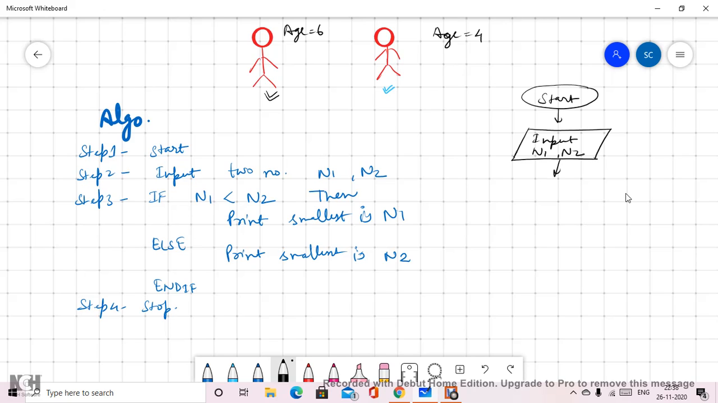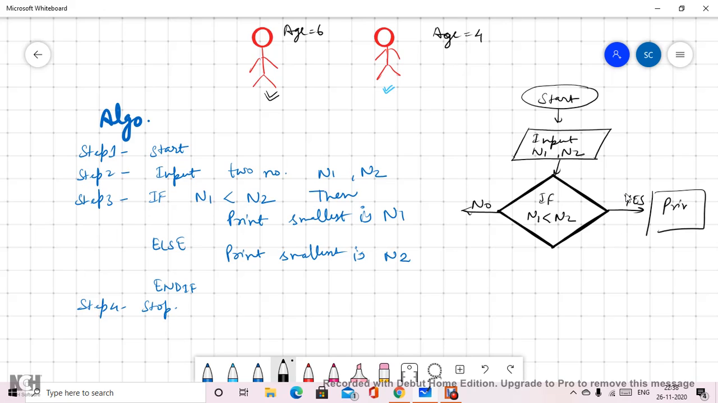And now we have more focus here on the decision making part. Remember that for decision making we will be using a diamond symbol, and we have to check if n1 is less than n2. Okay, and then we have a no situation and a yes situation depending on the condition being true or not. If yes, then print n1. If no, then print n2.